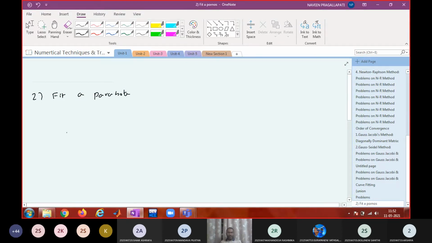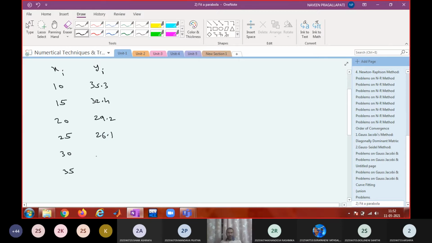Fit a parabola. So xi values, yi values, I'm writing here: 10, 15, 20, 25, 30, 35. Y values: 35.3, 32.4, 29.2, 26.1, 23.2, 20.5.